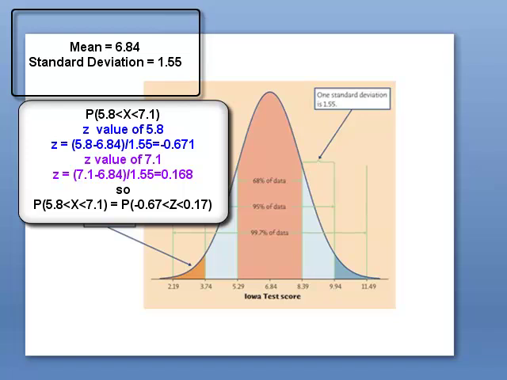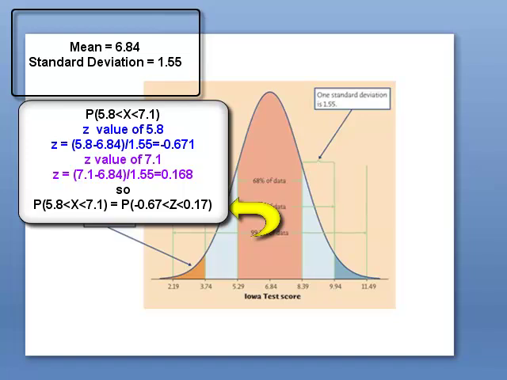Now remember how we find a z-score. It's z equals the x value that you're looking for minus the mean of the distribution divided by the standard deviation. So I'm going to change these x values into z's. And here they are. Now when I changed 5.8, it became negative 0.671 standard deviations, so the normal rounding rule would make it negative 0.67. When I do the right endpoint, I have 0.168, so that would round it up to 0.17.